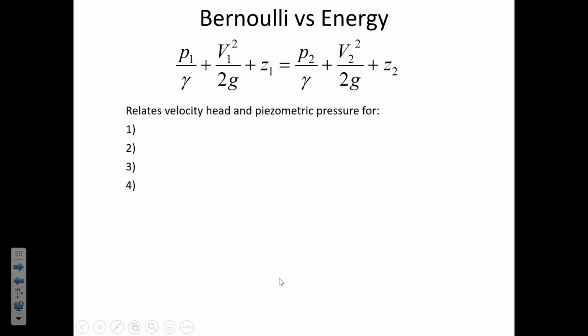So here's the Bernoulli equation. Remember that it was a relationship between the elevation, pressure, and velocity head under a few key conditions: that we have steady flow, uniform flow. It's applied along a streamline, and it's for an inviscid fluid that is incompressible. So there were quite a lot of assumptions that go along with the Bernoulli equation.